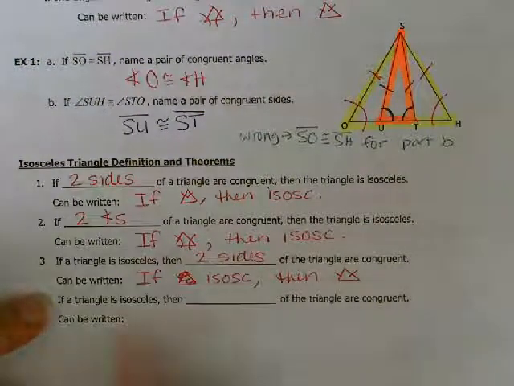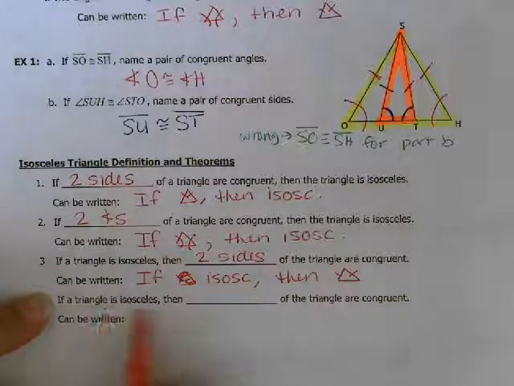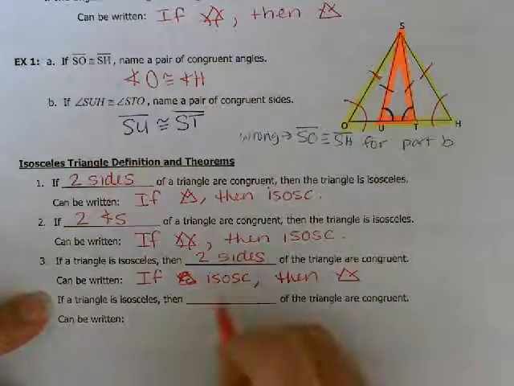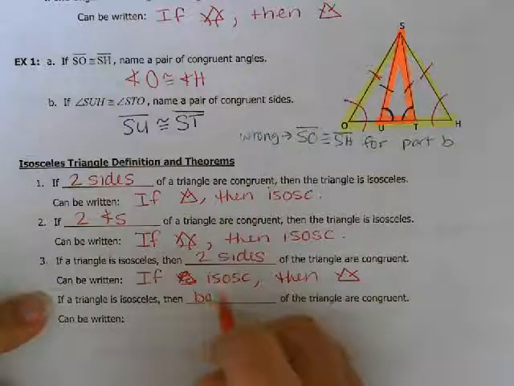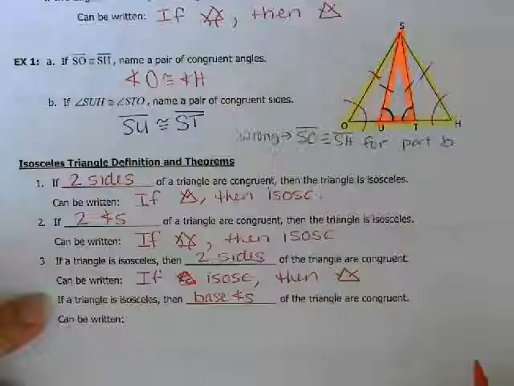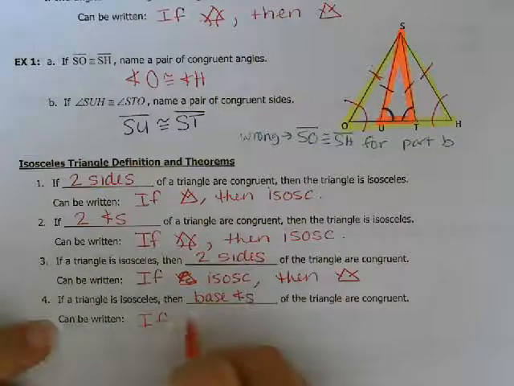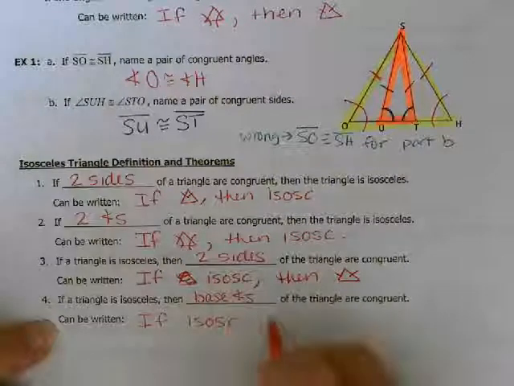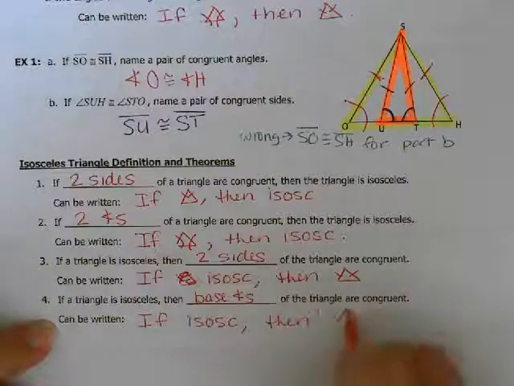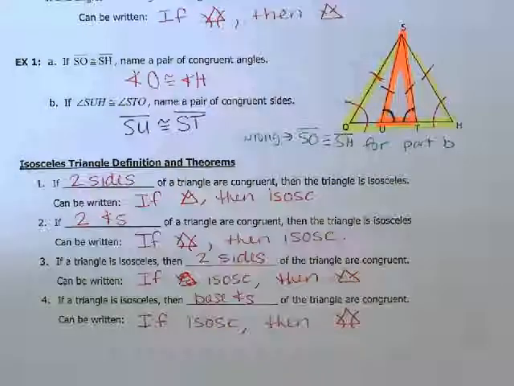And finally, if a triangle is isosceles, then the base angles of the triangle are congruent, which we can write as, if isosceles, then draw a triangle with the base angles marked congruent.